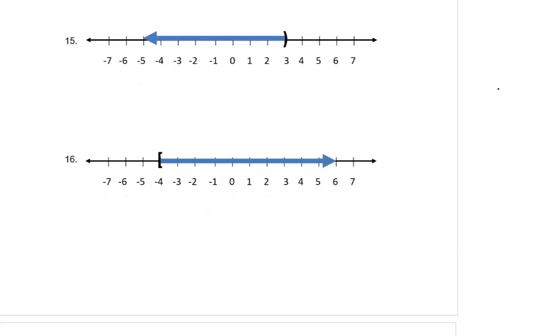So let me give you a minute to try and do problems 15 and 16 on your own. Pause the video, write your answers, and come back and check them. And there's your answer for problems 15 and 16.